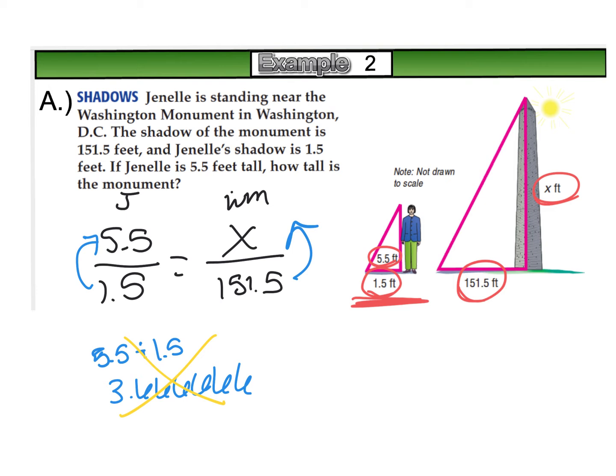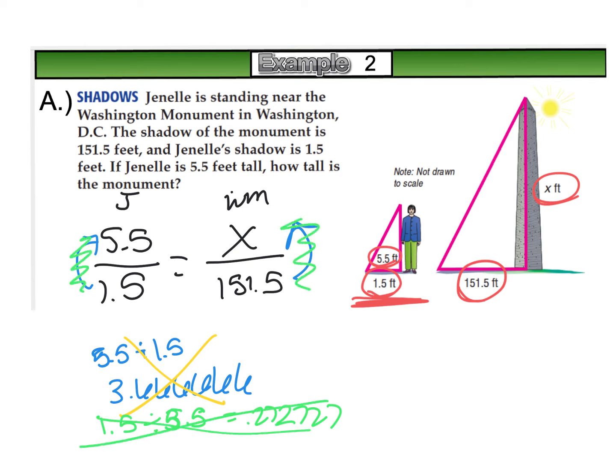So let's switch it around. Instead of 5.5 divided by 1.5, do 1.5 divided by 5.5. Again, I get a repeating decimal, 0.27272727, and I don't want to use that either. Doesn't work. So I'm not going to be able to go up and down without some sort of icky decimal. So let's try it the other way.